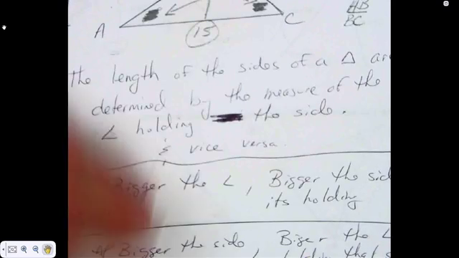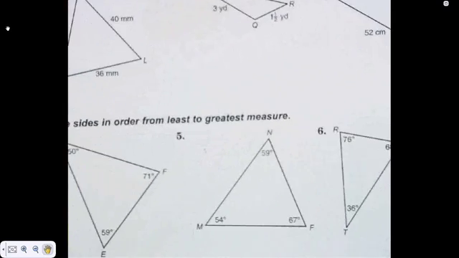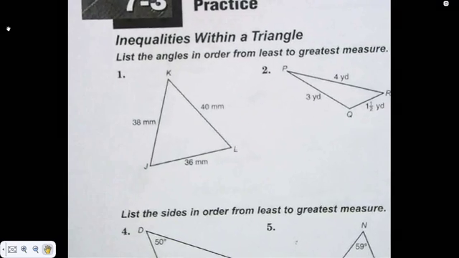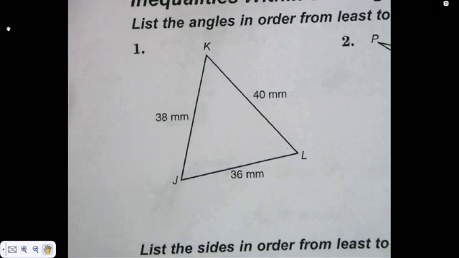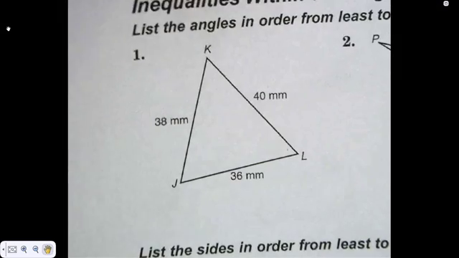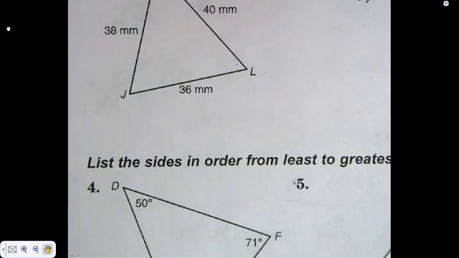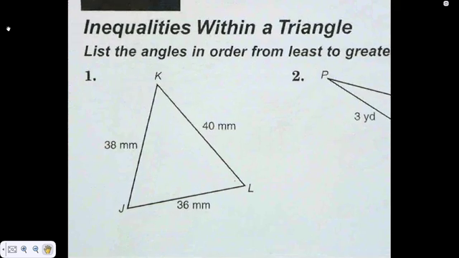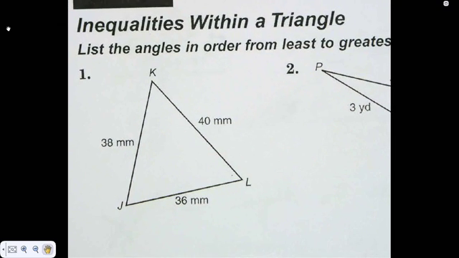Let's get our worksheet out. List the angles in order from least to greatest. This is another thing they'll do on this. Okay? Sometimes they'll ask for least to greatest, sometimes they'll ask for what? Greatest to least or biggest to smallest.